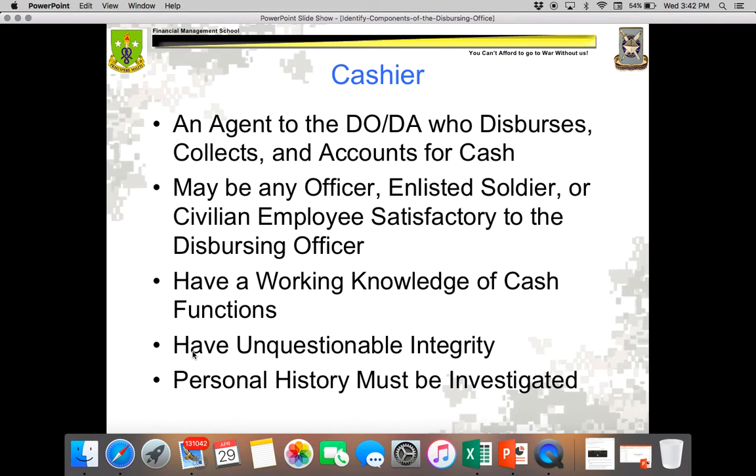They must have unquestionable integrity. Cashiers are going to be handling cash every day. They're going to be issued a large vault in the morning. They're going to conduct transactions all day. And at the end of the day, they're going to clear that vault. Because of that, we do run a background check on anyone that's going to be a cashier. And cashiers are pecuniarily liable for any funds that might go missing at the end of the day.